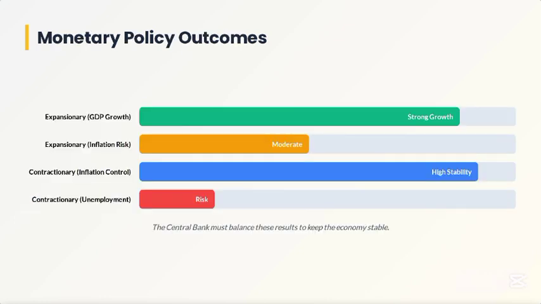Let's now consider the pros and cons of monetary policy. If the central bank exercises the expansion in monetary policy, the GDP will grow. On the other hand, the inflation rate will rise. It's like hitting the gas. If you overdo it, you might cause an accident.